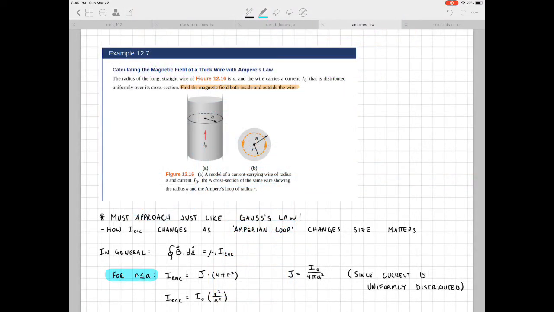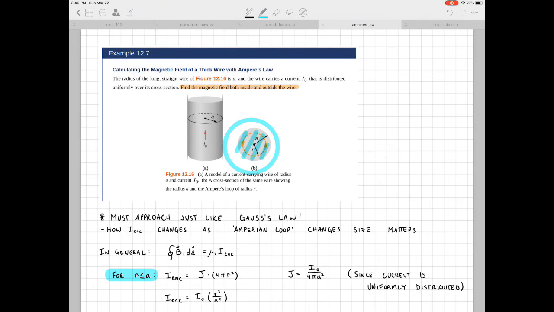So let's look at a second example here of how to use Ampere's law. Here we have a long straight wire that has radius a, and the current that's flowing through the wire is distributed uniformly across the cross section of the wire. And we want to find the magnetic field inside and outside of the wire. So looking at picture B here in the figure, the current that's flowing through the wire is uniformly distributed over the cross section there.